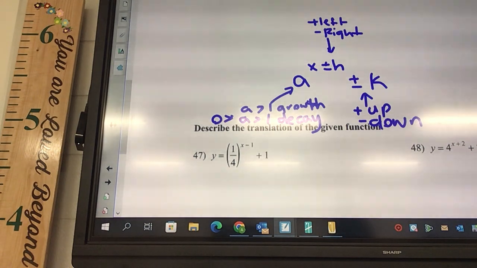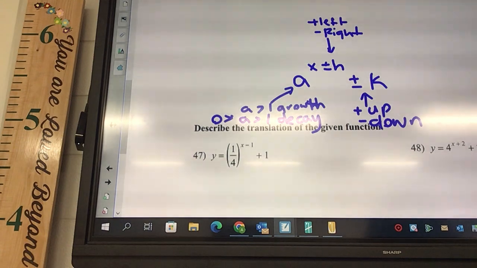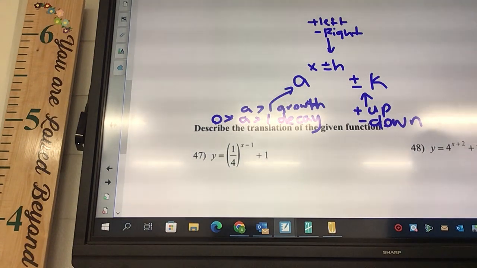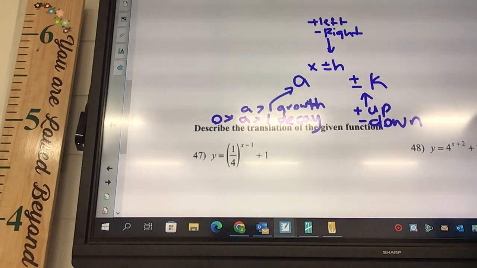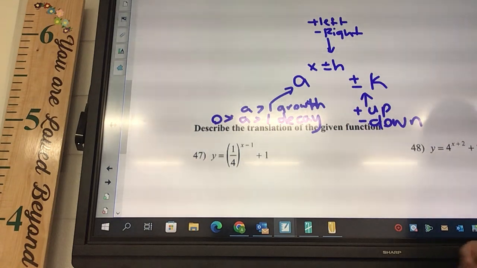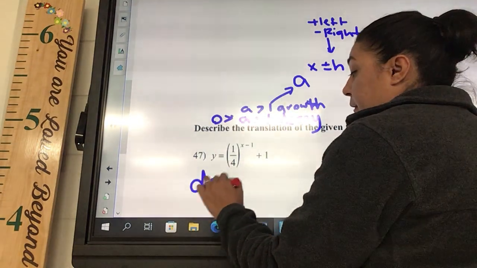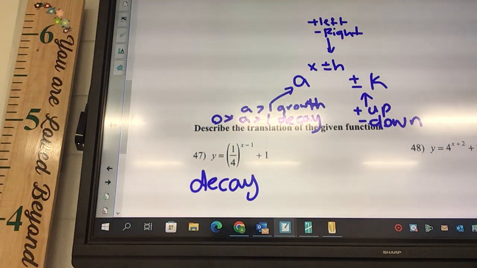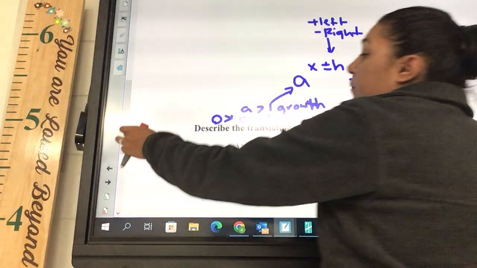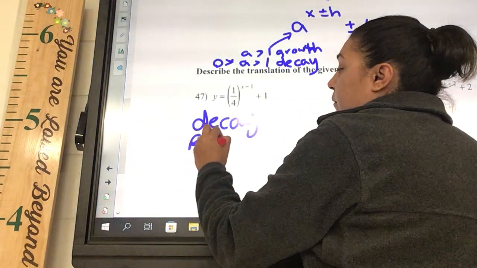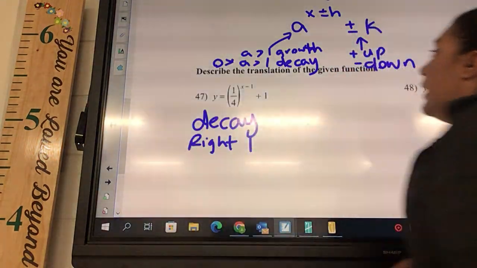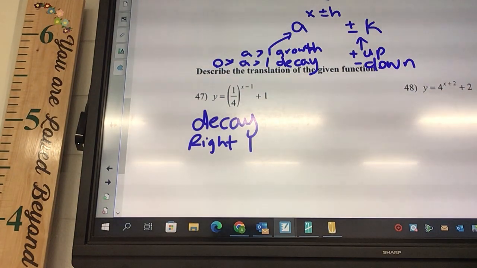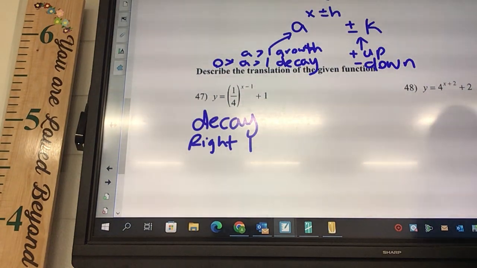Okay, so if we look at this, what is my A value? 1 over 4. So yes, it's going to be decay. And then is it going left or right? Right 1. And then is it going up or down? Up 1.